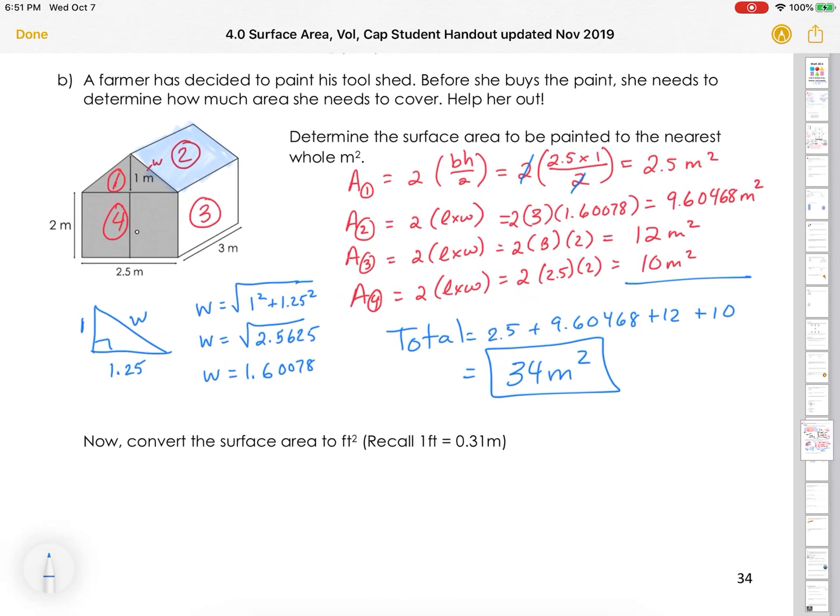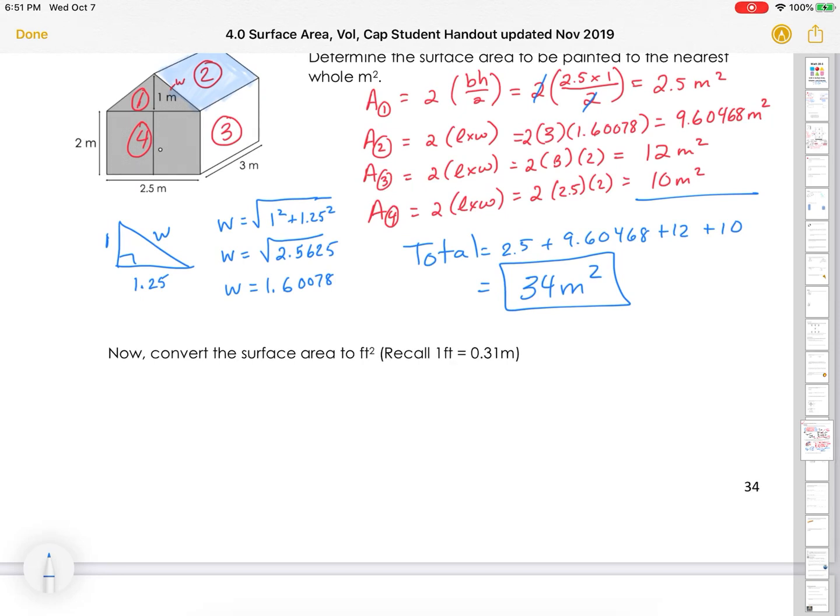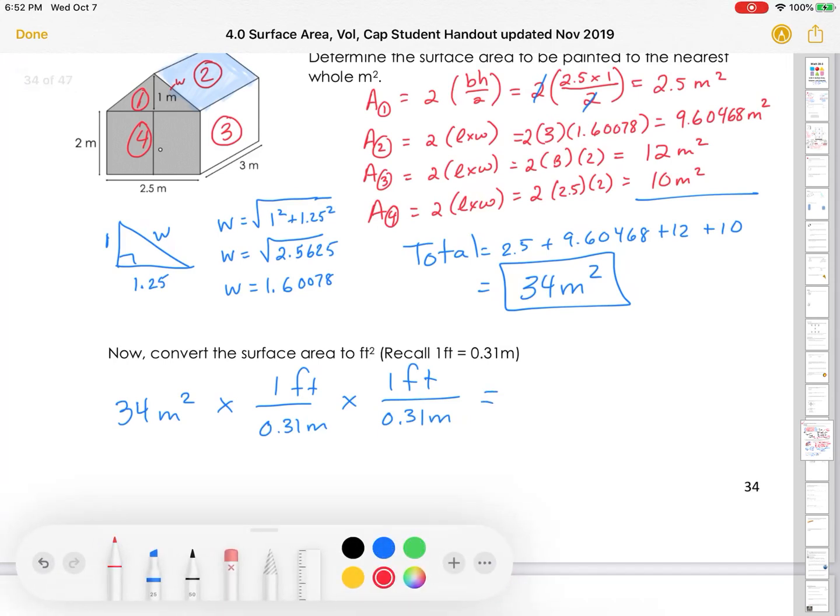Woo! All righty. Okay. Now it says convert the surface area to feet squared. Recall 1 foot equals 0.31 meters. So 34 meters squared times 1 foot over 0.31 meters times 1 foot over 0.31 meters equals.